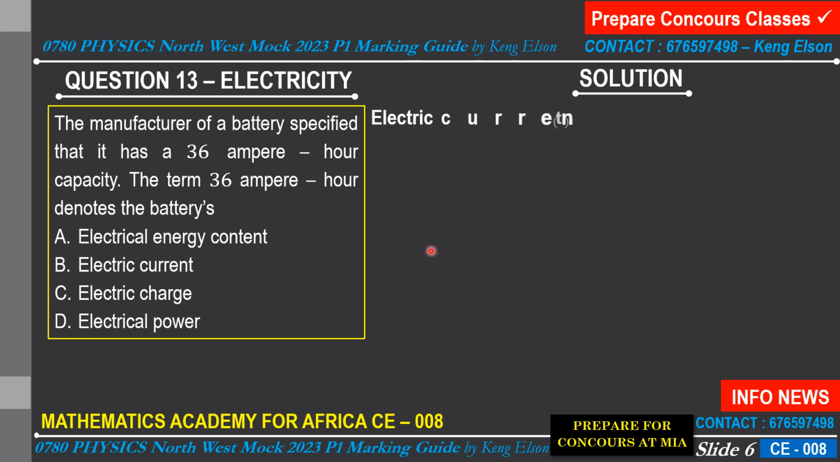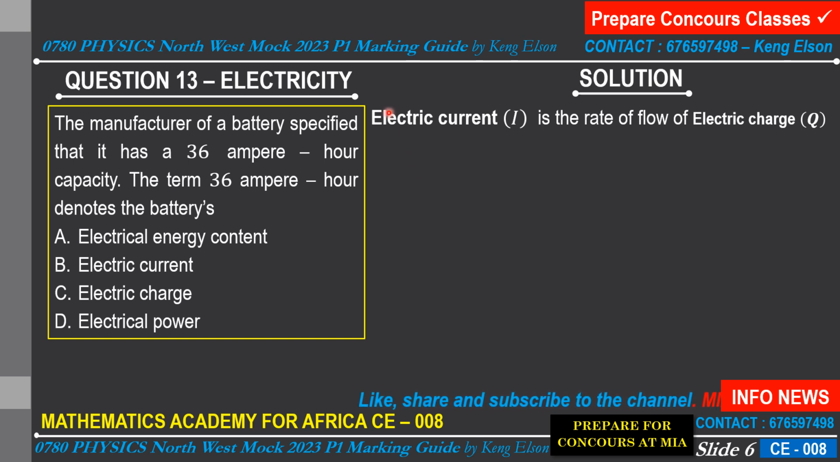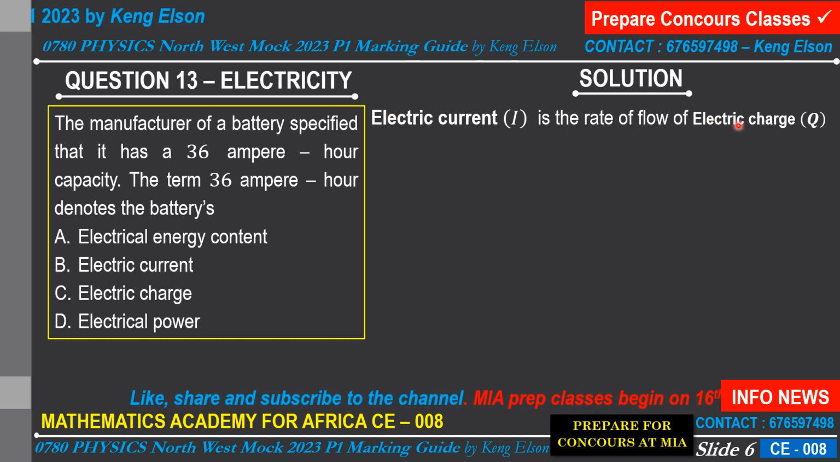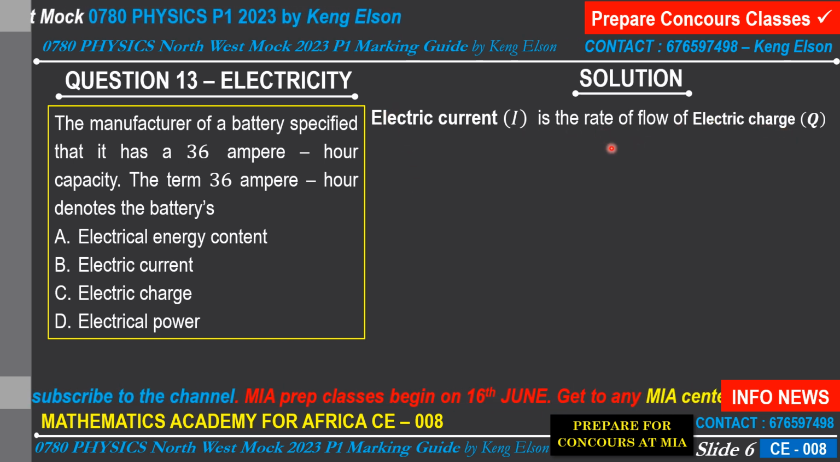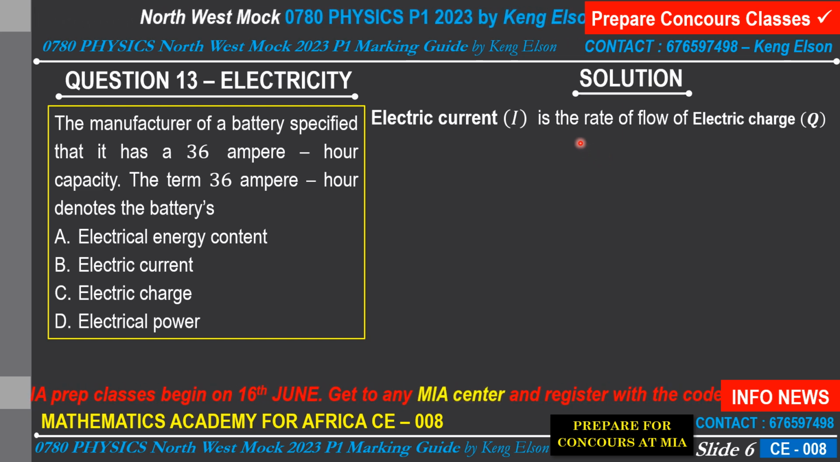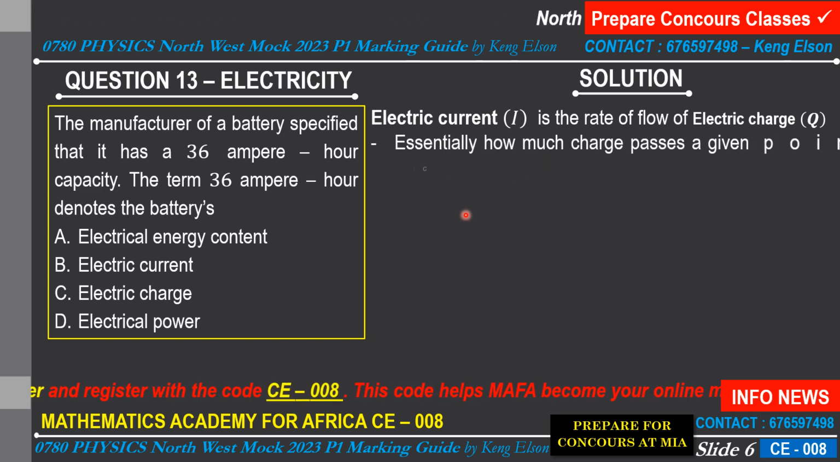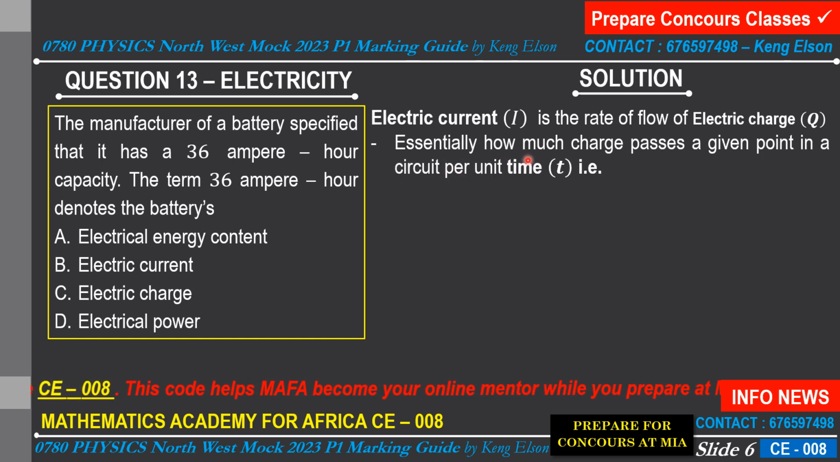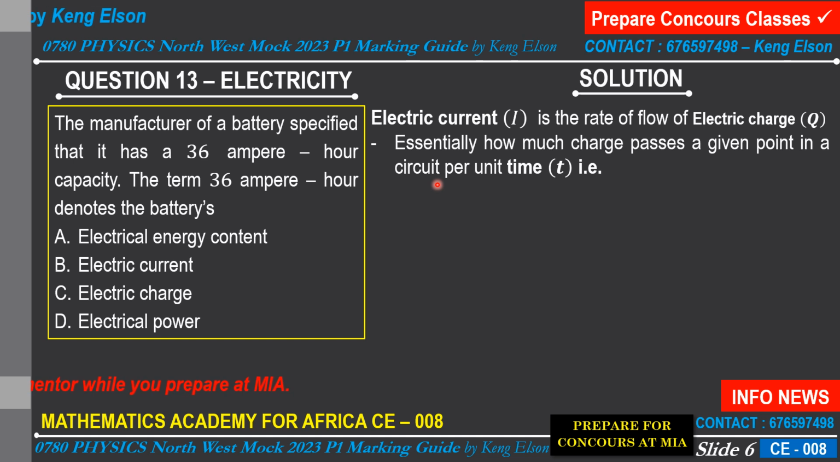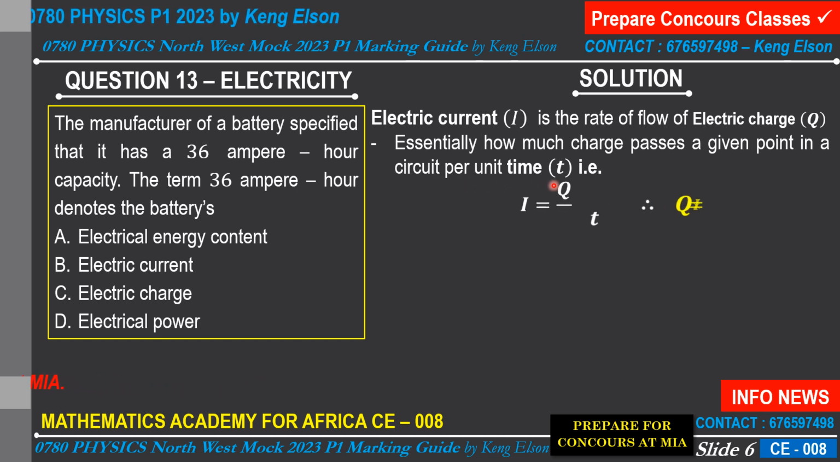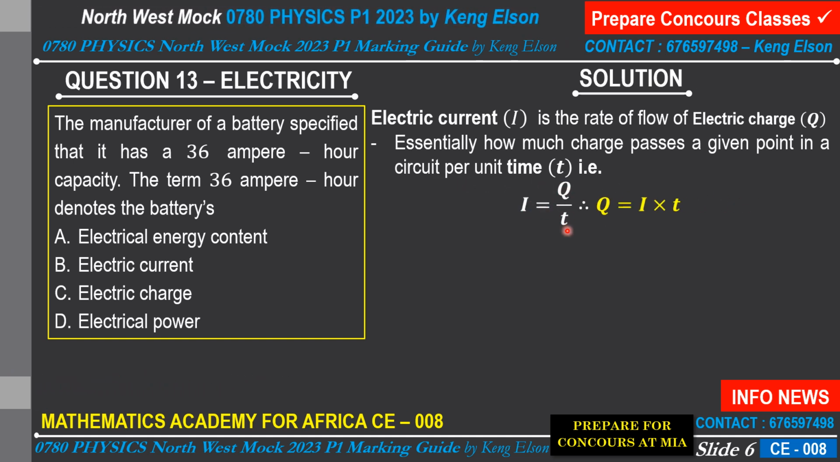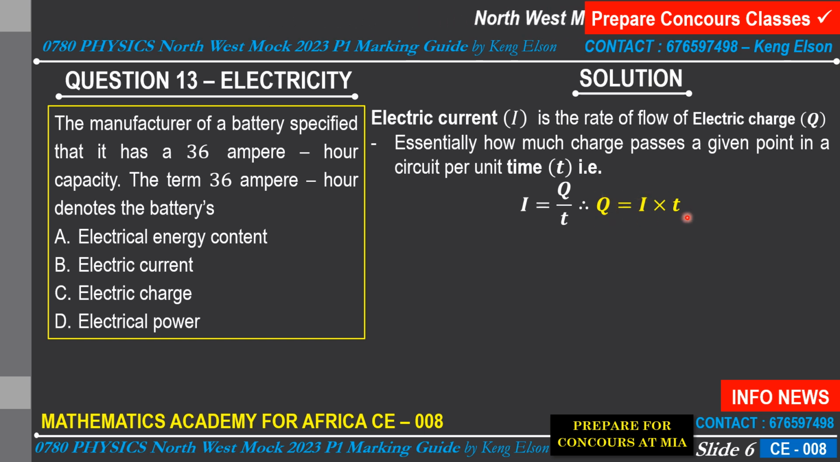So this is just basic definitions from the theoretical part of physics. Electric current is the rate of flow of electric charge, and when we are talking about the rate of flow, we are talking about rate of flow with respect to time. So electric current is how much charge passes through a given point in a circuit per unit time. So electric current is Q on T. By definition, the electric charge is the current times the time.